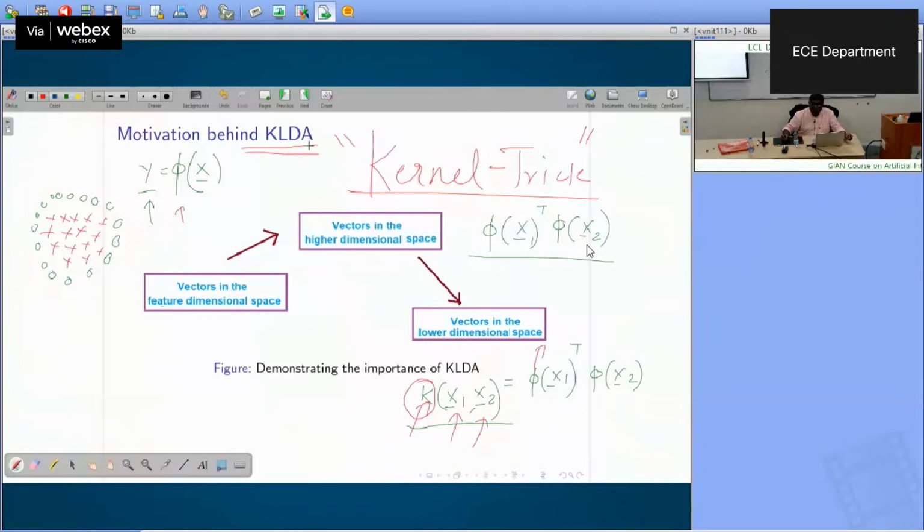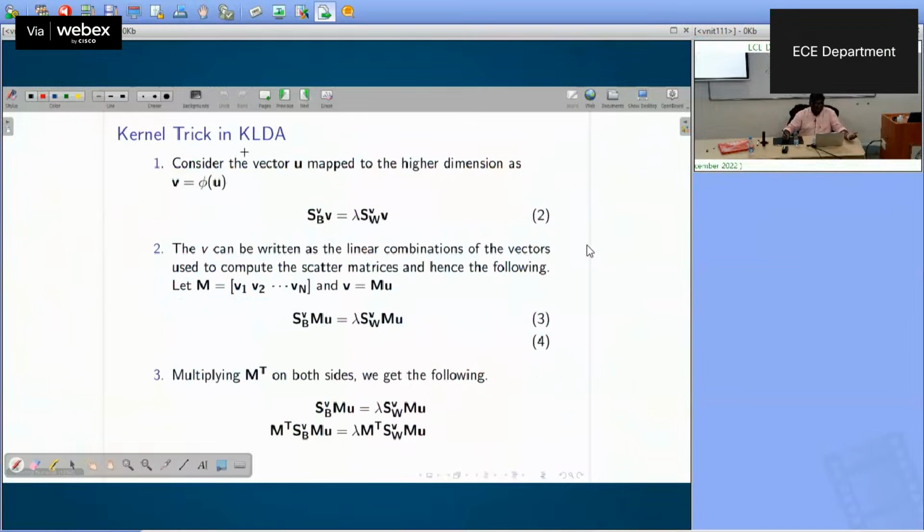Now you know what is LDA, right? The LDA performed with the vectors in the higher dimension space is what we call KLDA, but we are not going to really map the vectors to the higher dimension space. That is the trick, right? So that is KLDA here. Okay, any doubt up to this?